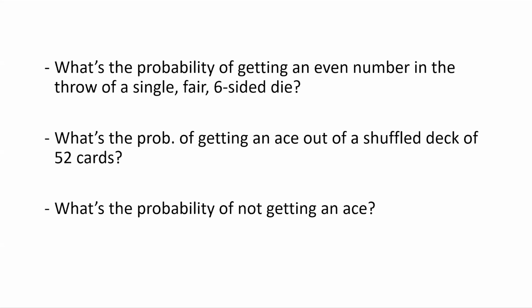48 out of 52, right? So the remaining 48 cards are not aces, which means 48 out of 52 is our probability. So good job. I feel like that's definitely the rule that we're most familiar with. But nice job.